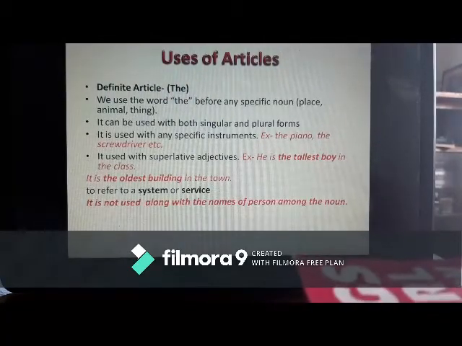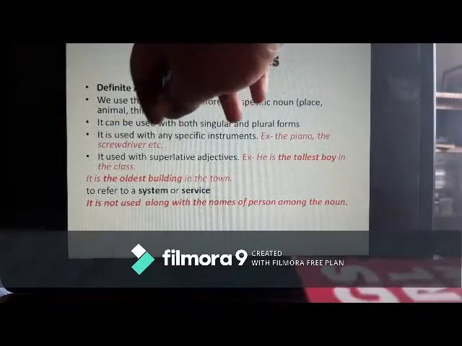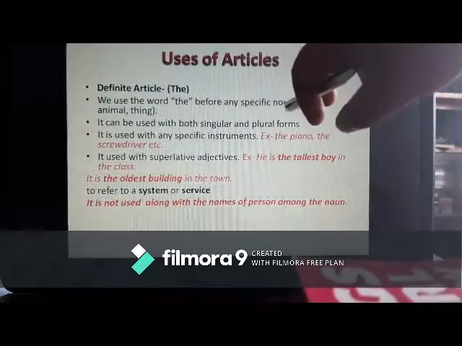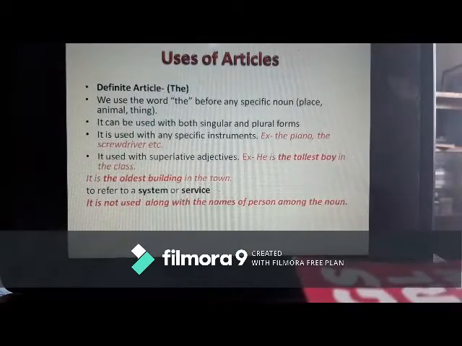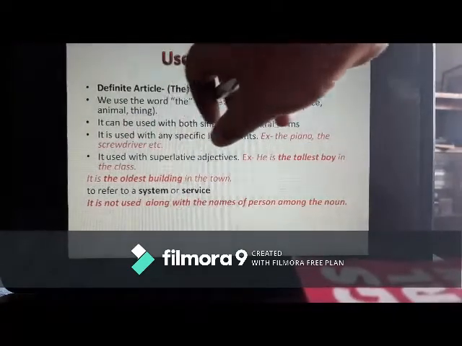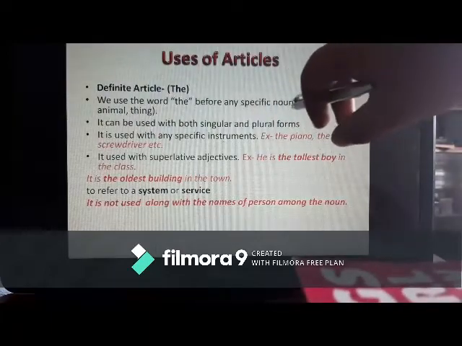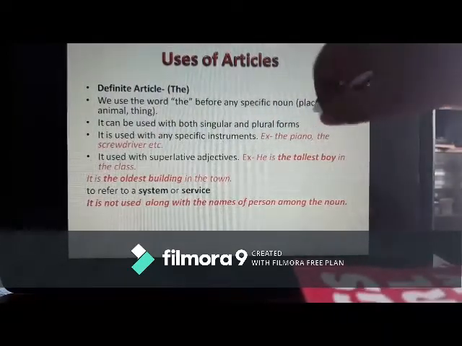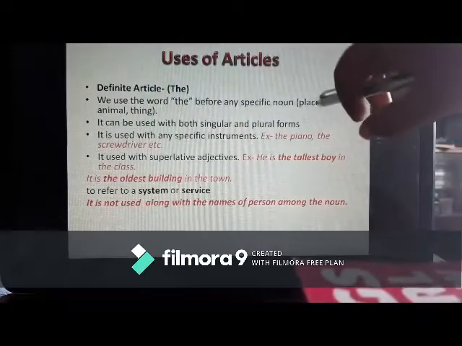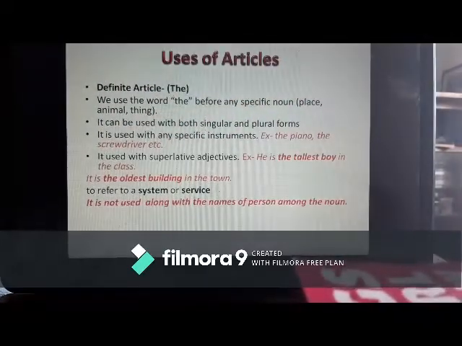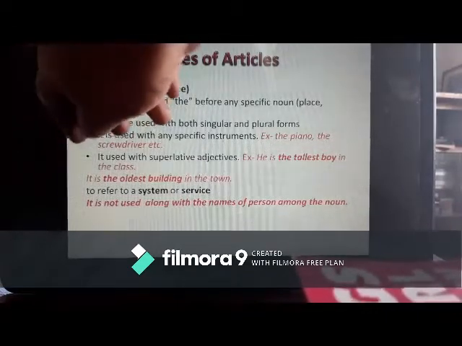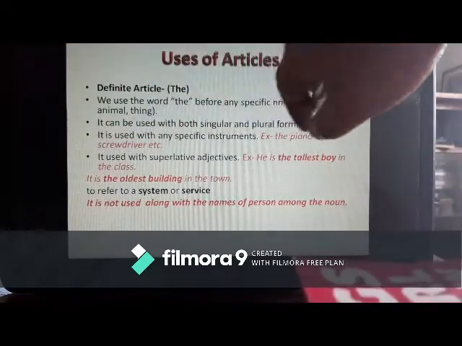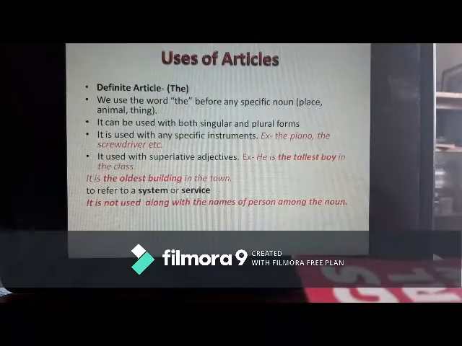So where do we use the? We use the word the before any specific noun, right? Where we specify a particular object. Okay, we use the word the before any specific noun. What kind of noun? Name of a place, animal, and thing. Before it we use the. Okay, after that it can be used in both singular and plural forms. The can be used for both singular forms and plural forms.